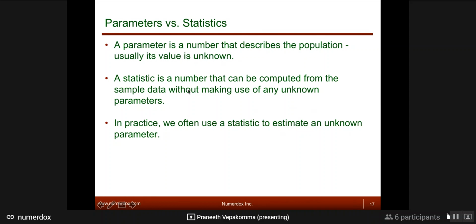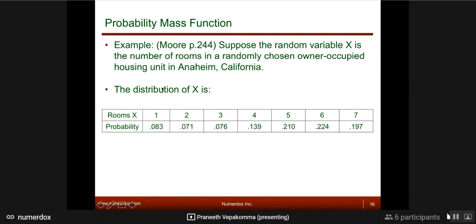So a statistic is a number that can be computed from sample data. So here, if you want to know what is the average room count that you would see on average, right? If you counted the rooms in every house in Anaheim, California, you want to see what is the average number of rooms you would find. Would it be 4 or 5, or would you have 7 rooms in general on average? So that is, for example, the parameter you're trying to estimate. The average could be a parameter.